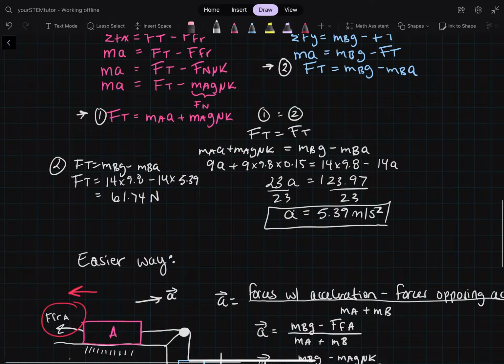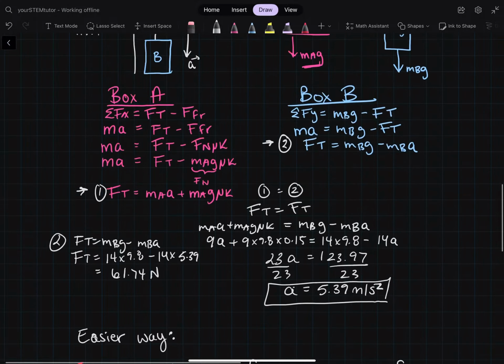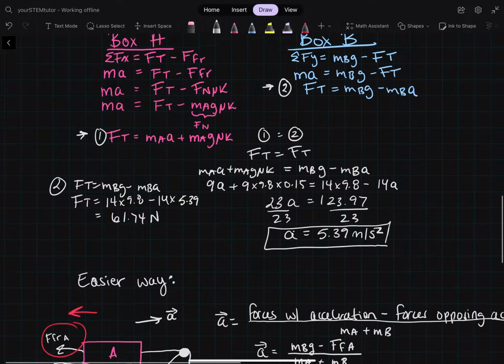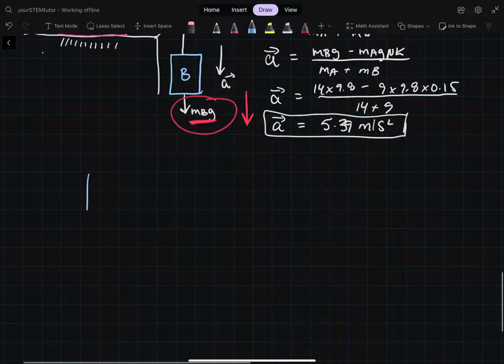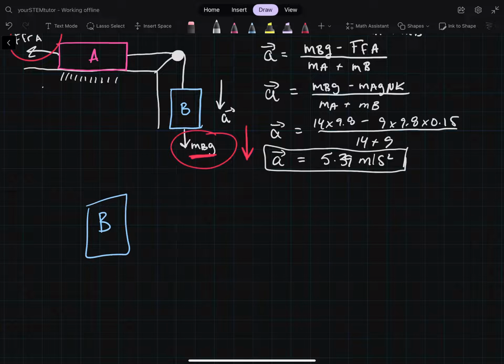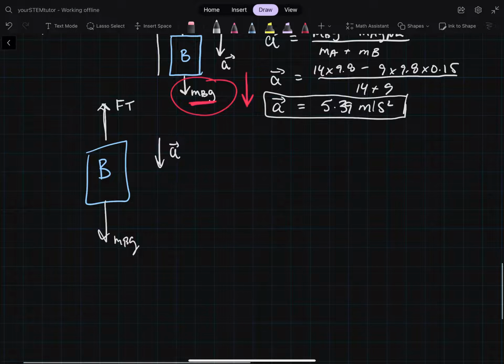So if we wanted to find the tension with this method, since we don't know all of these equations, what I normally do is use block B as a reference to find the tension, since there's only two forces acting on it. We only have force tension at the top, and then we have MBG at the bottom. And then we know the acceleration is downwards because mass B is heavier, and it'll have the block going downwards. Sorry, I can't find the words for this right now. Well, anyways, so we know there's only two of them.